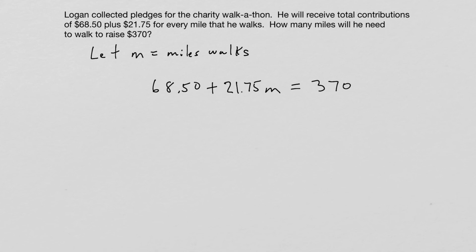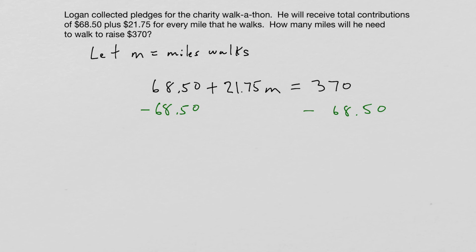First step we need to do here is to move the 68.50 over to this side of the equation. And to do that, we have to subtract 68.50 from both sides. Okay, so this time I'm going to write it out. I'm going to subtract 68.50 on this side, and I'm going to subtract 68.50 on this side.